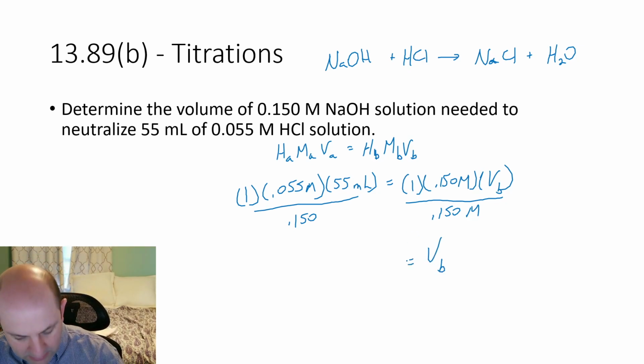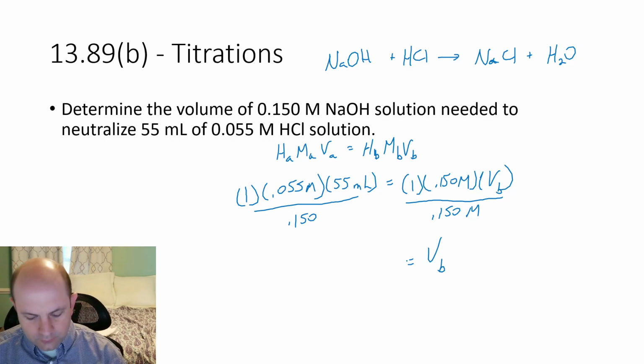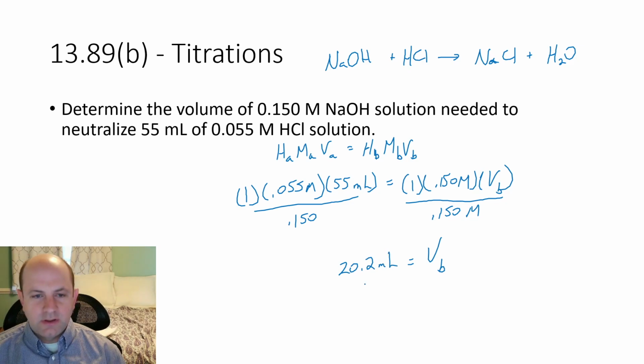So 1 times 0.055 times 55 is 3.025. Then we'll divide that by 0.150, and we get an answer of 20 point, well, I don't know if it's 2 sig figs, then it would be 20, but I'll just call it 20.2 milliliters.